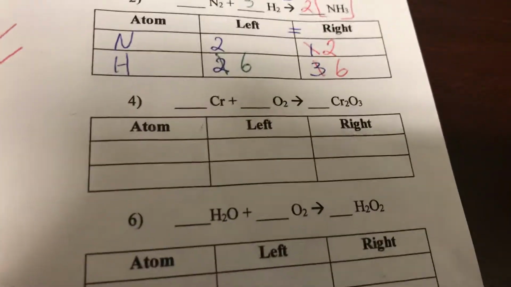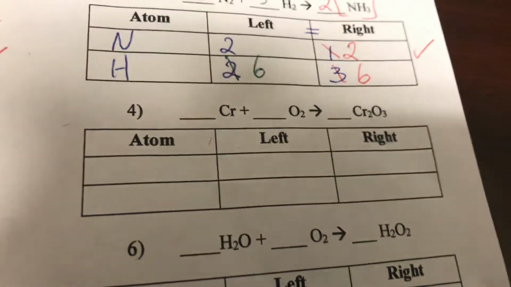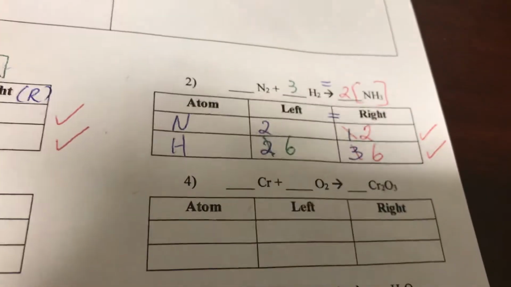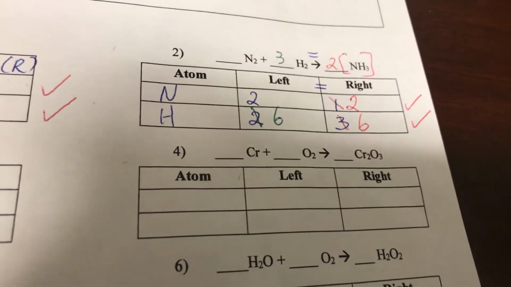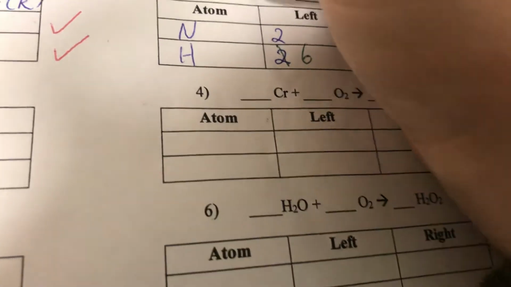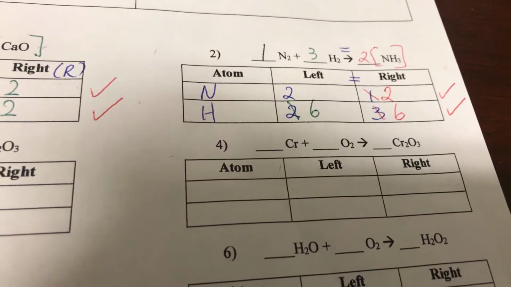Okay, now you go back to check. Is my nitrogen balanced? Yes. Is my hydrogen balanced? Yes. So then finally the whole thing's balanced. Then I can put the leftover coefficient with 1 in black pen. Okay, and again 1, 3, 2 is most reduced.